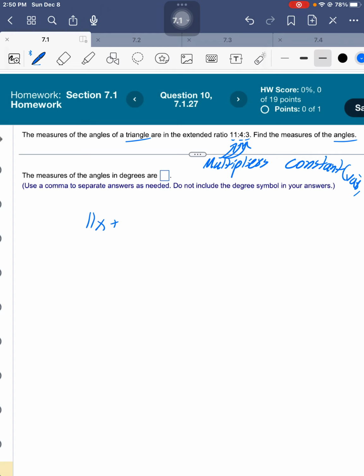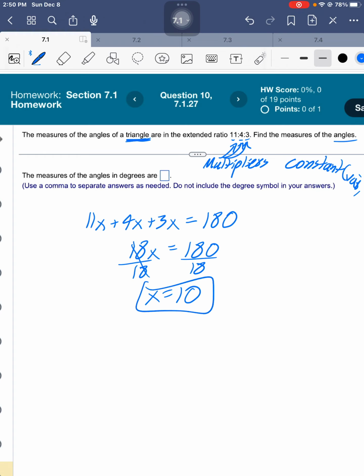Variable. So now I'm gonna have 11x plus 4x plus 3x equals what? What are we trying to find? The measure of the angles of a triangle. Well, how many degrees are in a triangle? 180. So now we just solve for x. So now 11 plus 4 plus 3 is 18x equals 180. Divide by 18, divide by 18, x is going to equal 10.